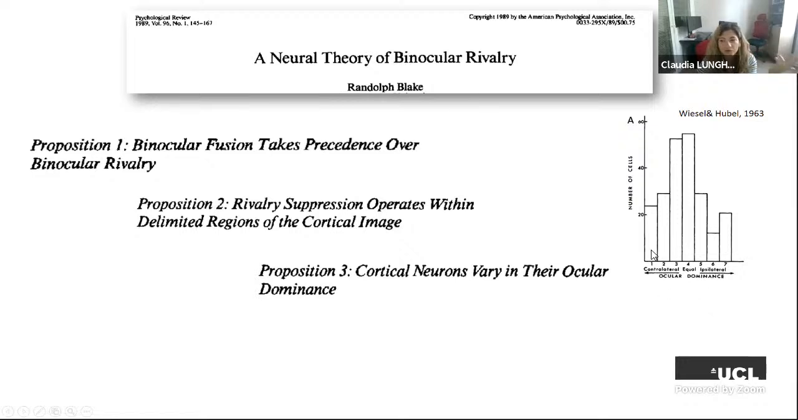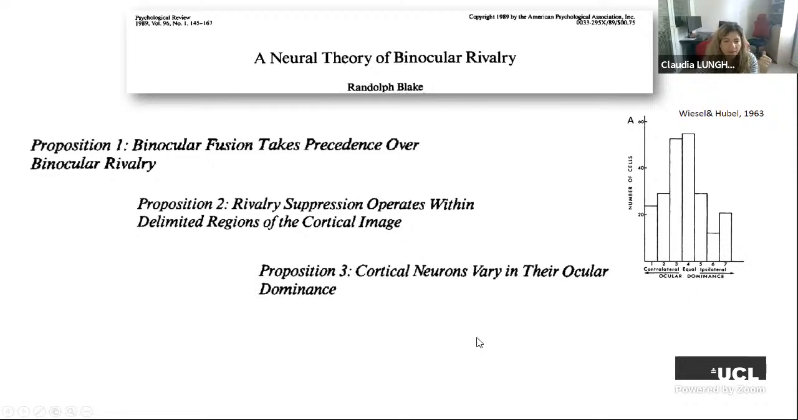And so there are some neurons that are exclusively monocular, so they respond only to the stimulus presented to one or the other eye. They're more in category 1 and 7 in this histogram. And then there are some other neurons that are considered to be binocular because they respond to inputs presented to both eyes.